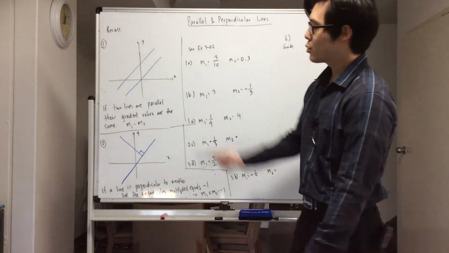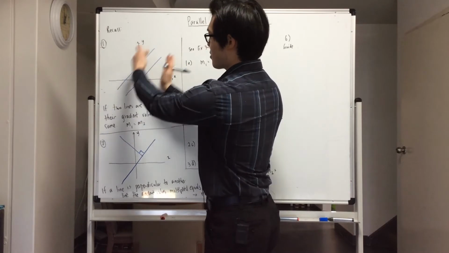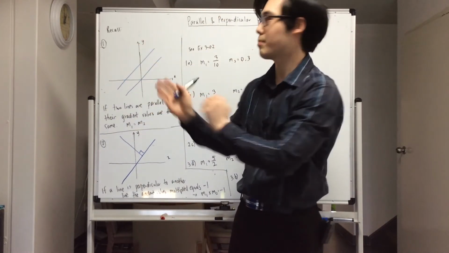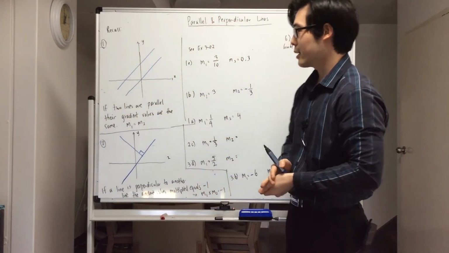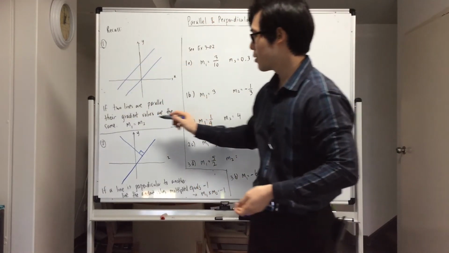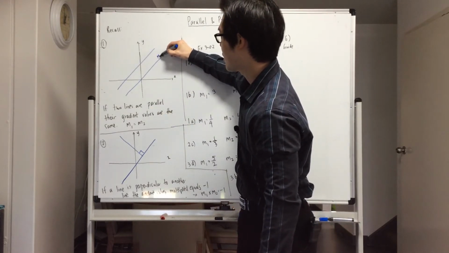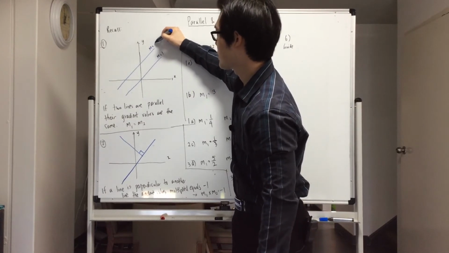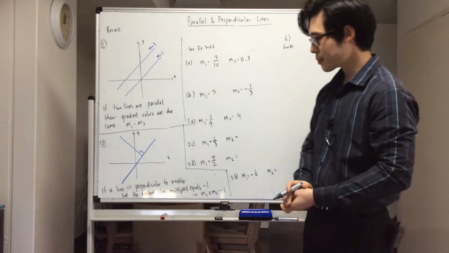Okay, so two lines are parallel if they have the same gradient. If two lines are parallel, they will never cross over each other because they have the exact same slope. So the property is, if the lines are parallel, the gradient values are the same. So for example, if the gradient of this line is 1, that means this line also has a gradient of 1. Okay, so that's what makes two lines parallel.